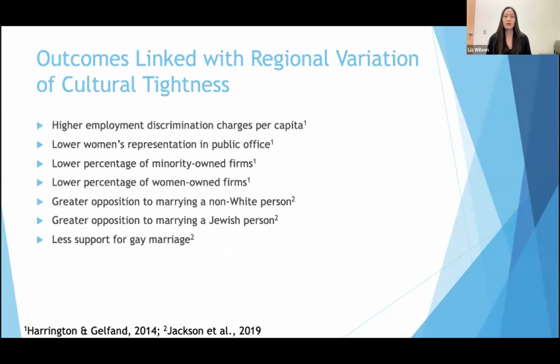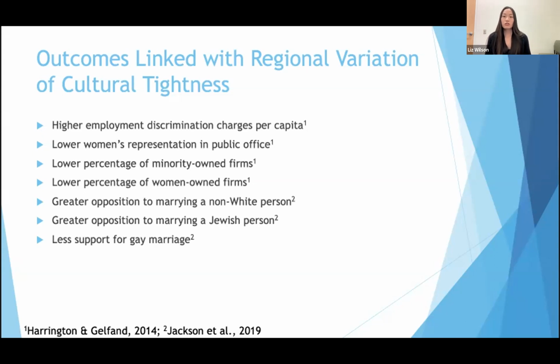With tighter states having less tolerance for deviance and those who exist outside of the dominant groups, ideas, values, norms, etc., it was hypothesized that cultural tightness would be linked to rates of discrimination against minoritized groups. And indeed, researchers found support for that. In tighter states, there is higher employment discrimination, lower women's representation in office, lower percentage of women and minority-owned firms, greater opposition to marrying a non-white or Jewish person, and less support for gay marriage.